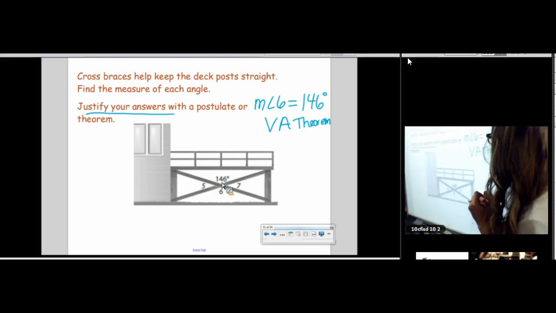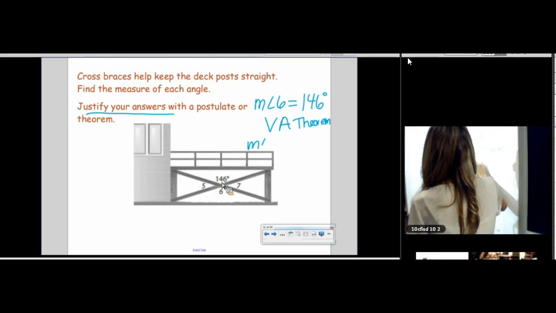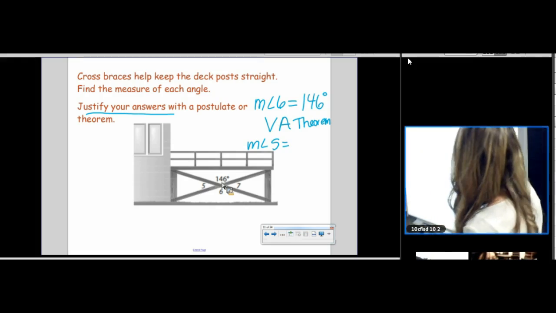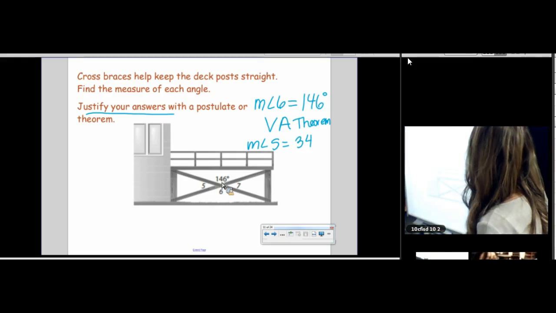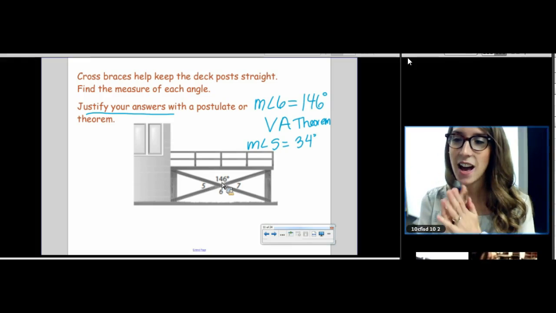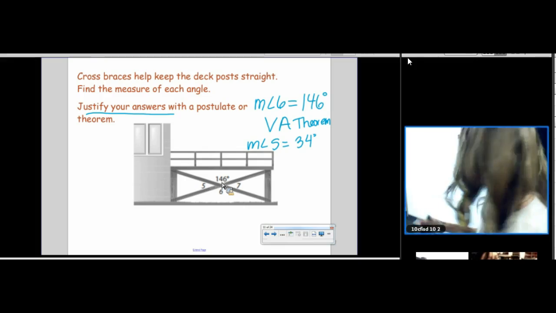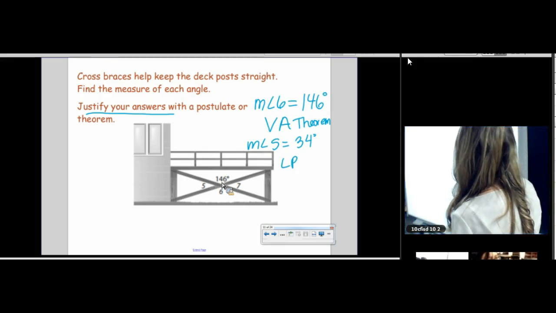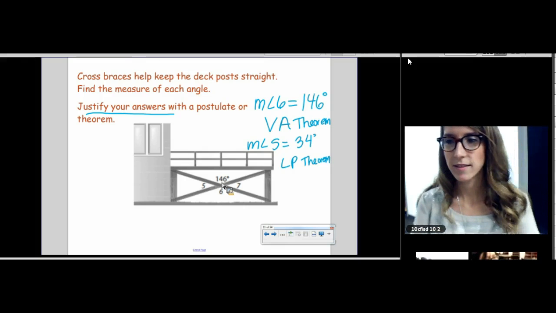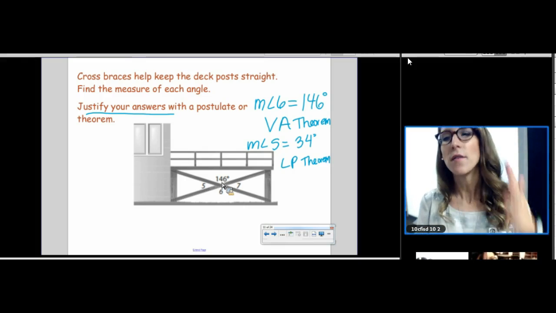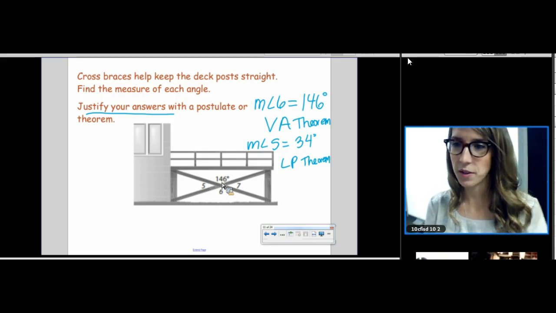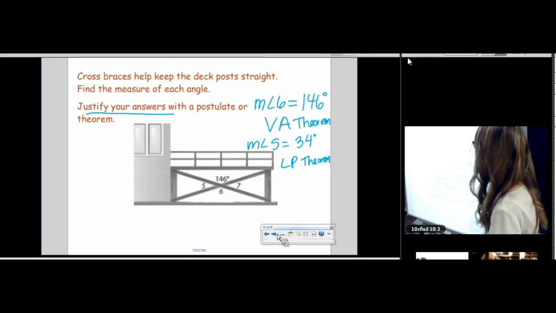Okay, good. So now you're saying that the measure of angle 5 is equal to 34. And we are about to learn this, but that is because of the linear pair theorem. And we haven't learned that yet. So this might have gone better later in the lesson. But that's okay. And then 5 is congruent to 7, so angle 7 is 34 by the vertical angle theorem. There's multiple ways to do that.